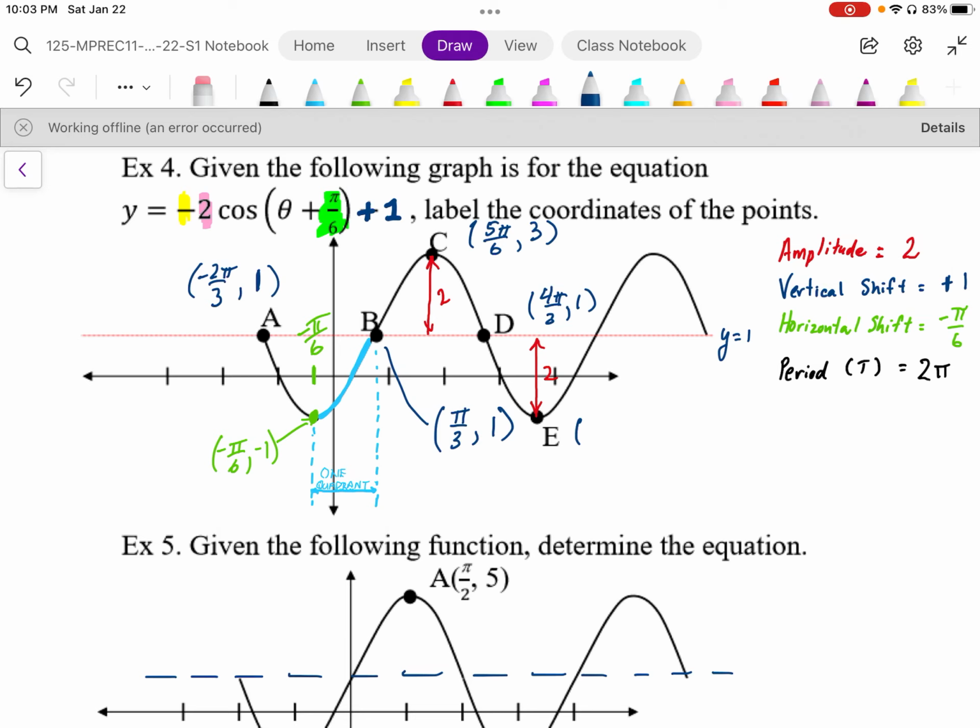Position E, we can say is half a period from C to E, or pi, so I'm going to end up at 11 pi over 6. The y coordinate is going to be down 2, using my amplitude of 2, starting in the middle 1, going down 2, I end up at y coordinate of -1.